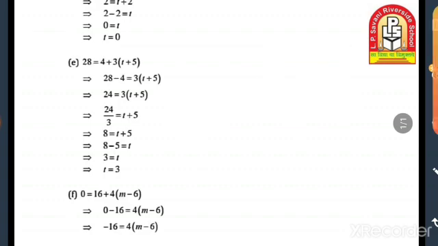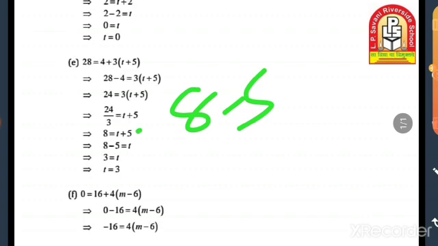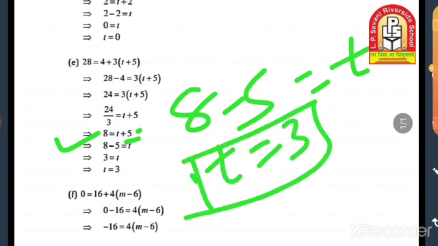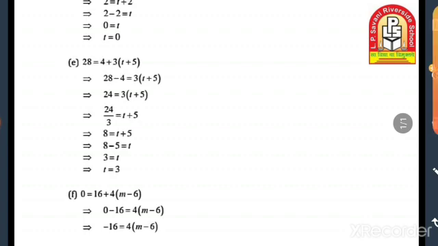So 8 minus 5, I transfer 5 from the right hand side to the left hand side. So 8 minus 5, here only the sign is changed. So 8 minus 5 is t. So t is equal to 3. So here we get t is equal to 3 over here.